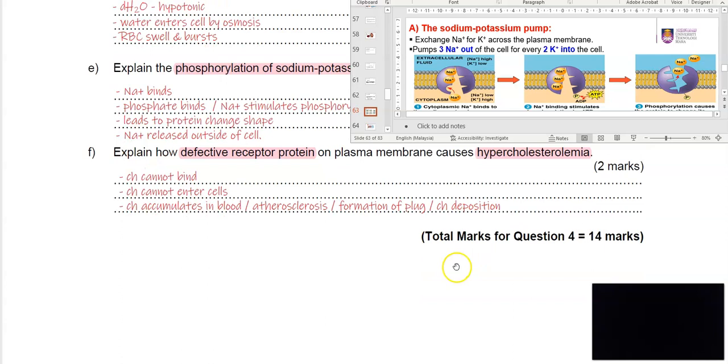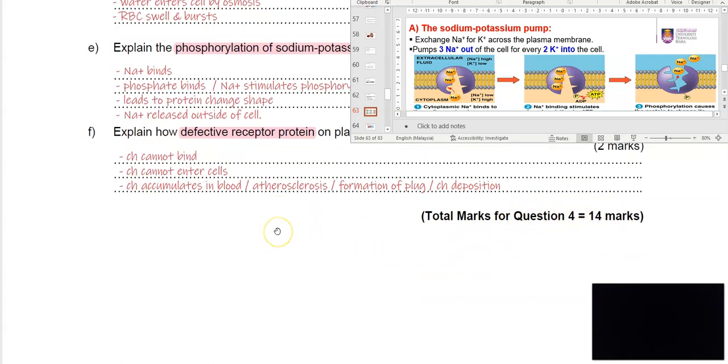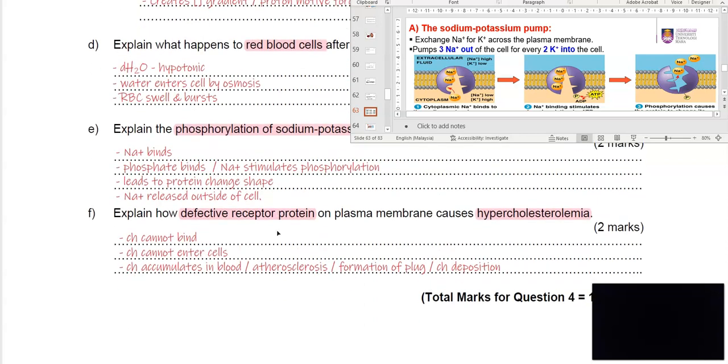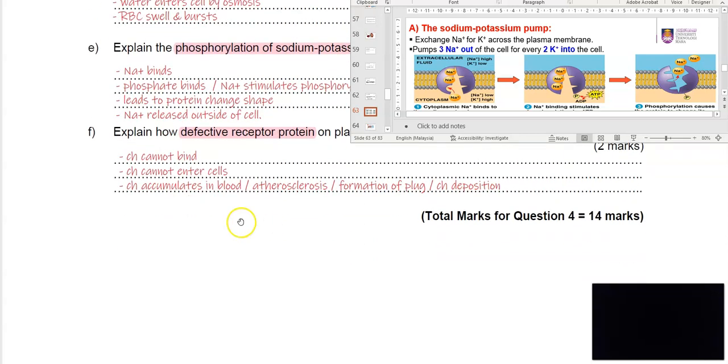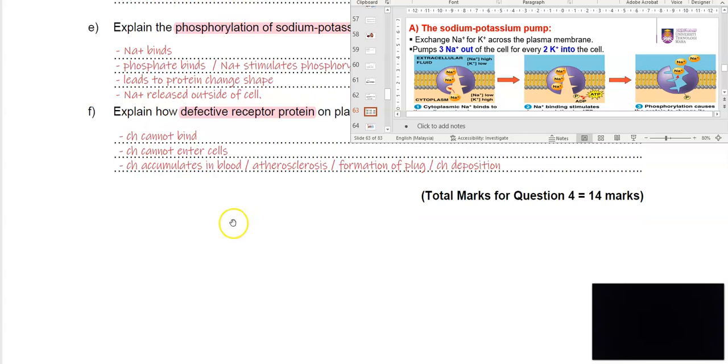So that's the end of question number 4, which is worth 14 marks. That's the end of discussion for chapter 3. Okay, thank you.